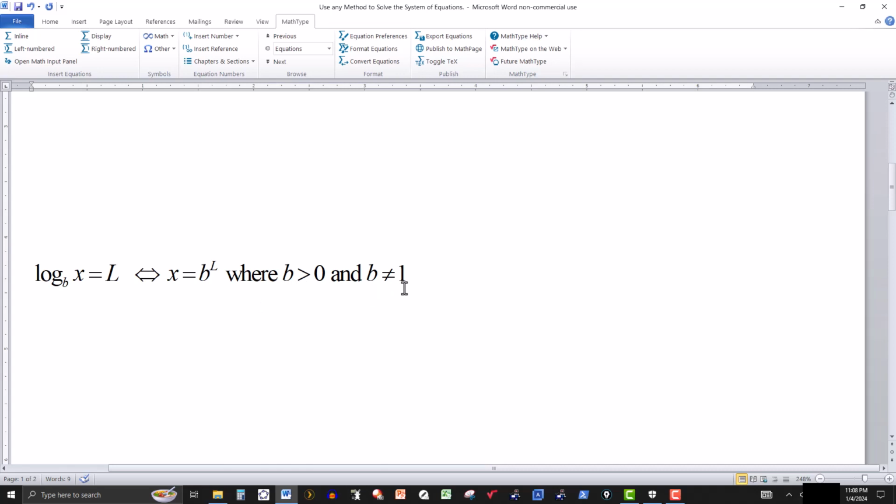So when you solve a system of equations, you have to make sure that the answers you get that involve a base or the value of x satisfy these conditions. X, of course, also has to be positive. You can't take the log of a negative number or 0. It has to be positive.